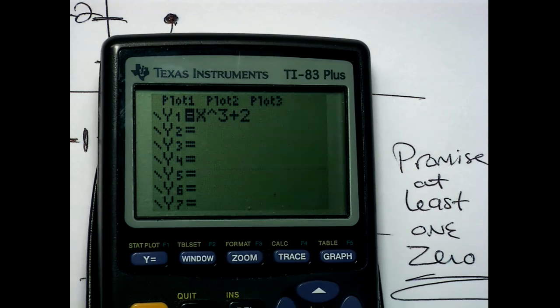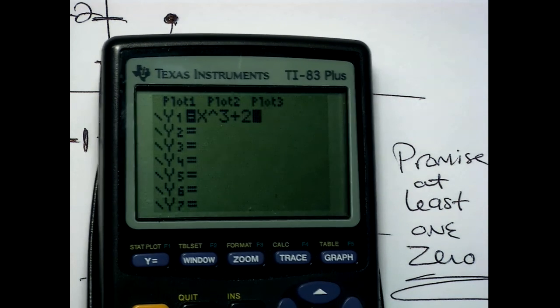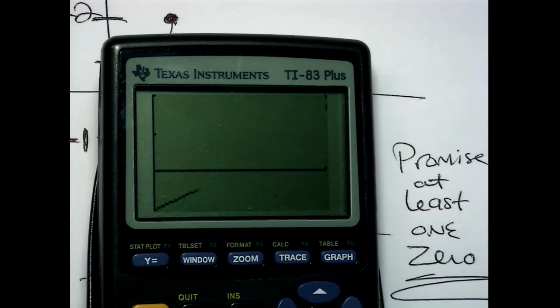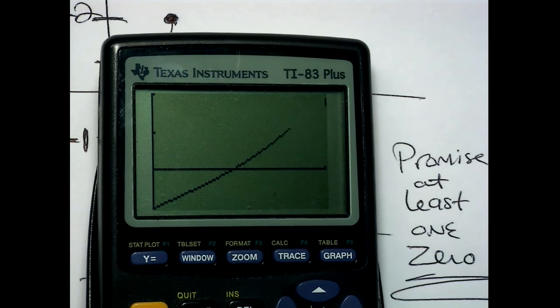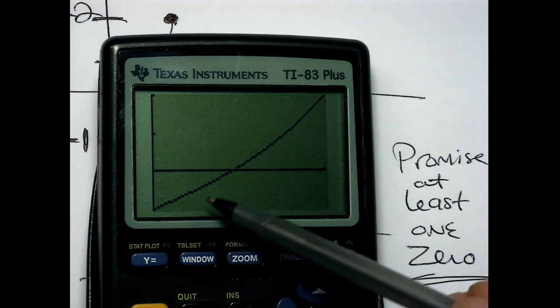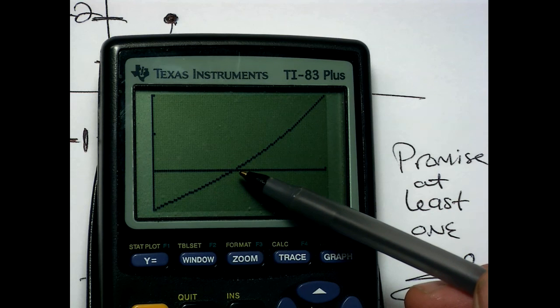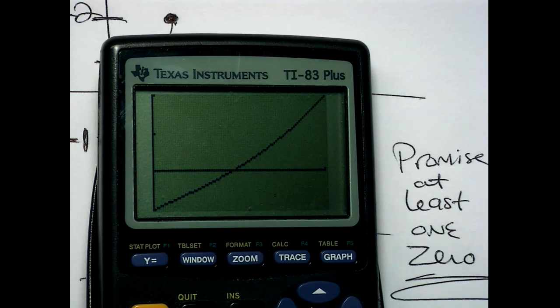Oh, I don't have the right curve in there. Give me one second to punch that in. x cubed plus 2x minus 1. There we go. So there's the curve that we just drew. Here's the negative 1 y value. Here's the positive 2 y value. The promise from the mean value theorem, or intermediate value theorem, is that it has to go through there and has to pick up a 0, and it did.